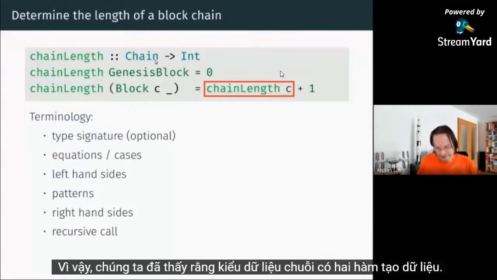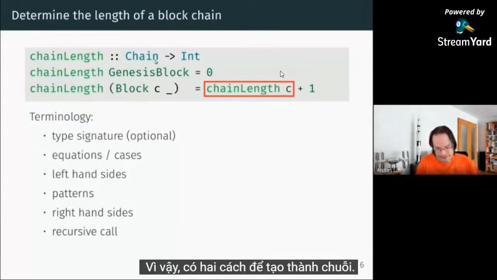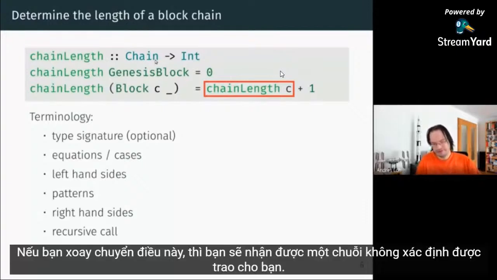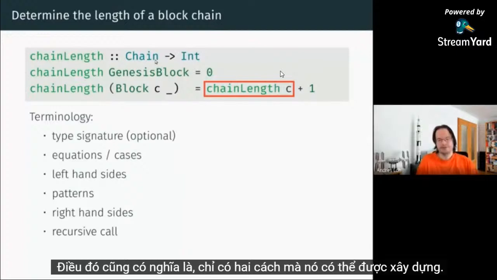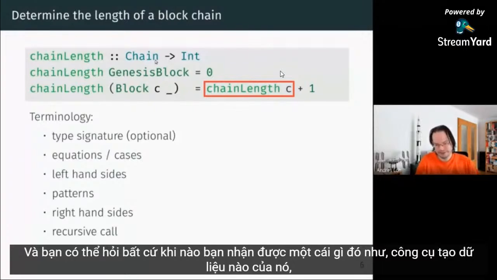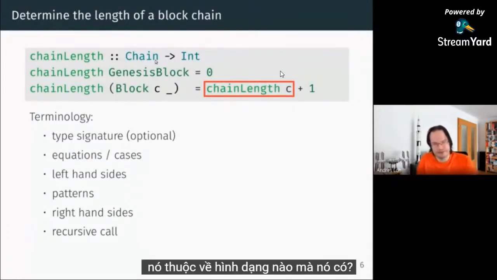So we have seen that the chain data type has two data constructors. So there are two ways to form chains. If you turn this around and you get an unknown chain given to you, that also means that there are just two ways how it could have been constructed. And you can ask, whenever you get something, which of its data constructors does it belong to? Which shape does it have?